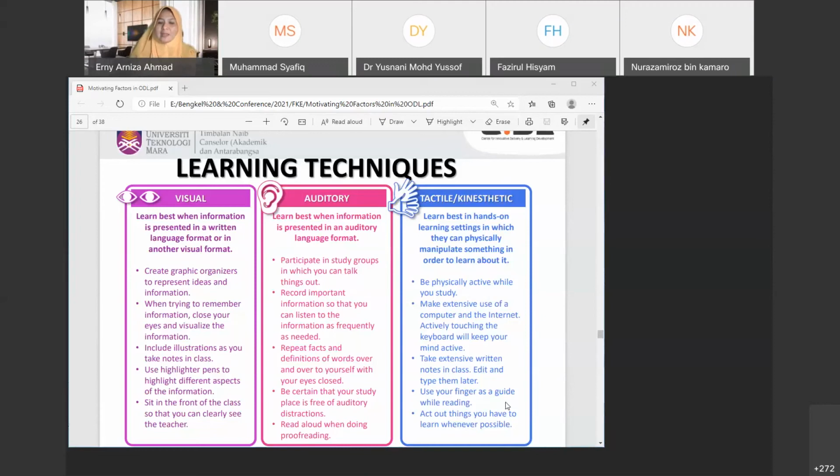Okay, and then act out things, okay, you have to learn whenever possible. Okay, kena berlakon, kena seorang, siapa nak gelak. Okay, as long you faham. Okay, 3 benda ni. Right?